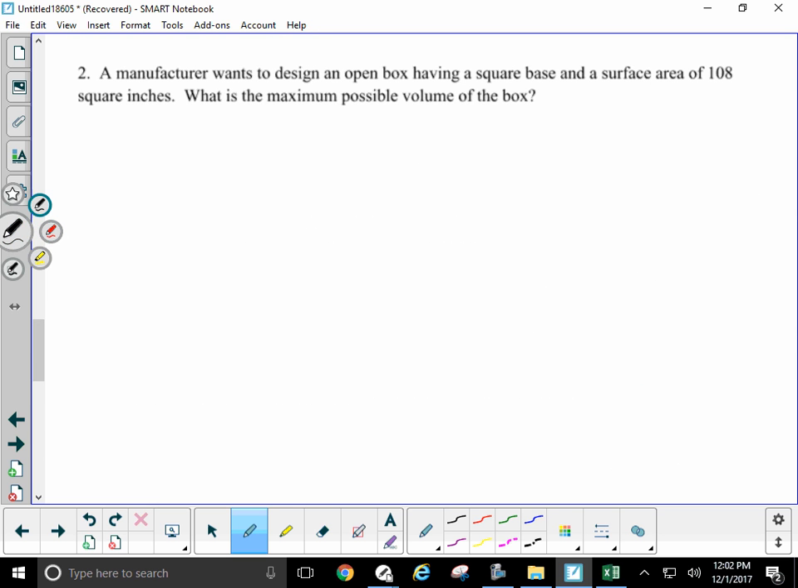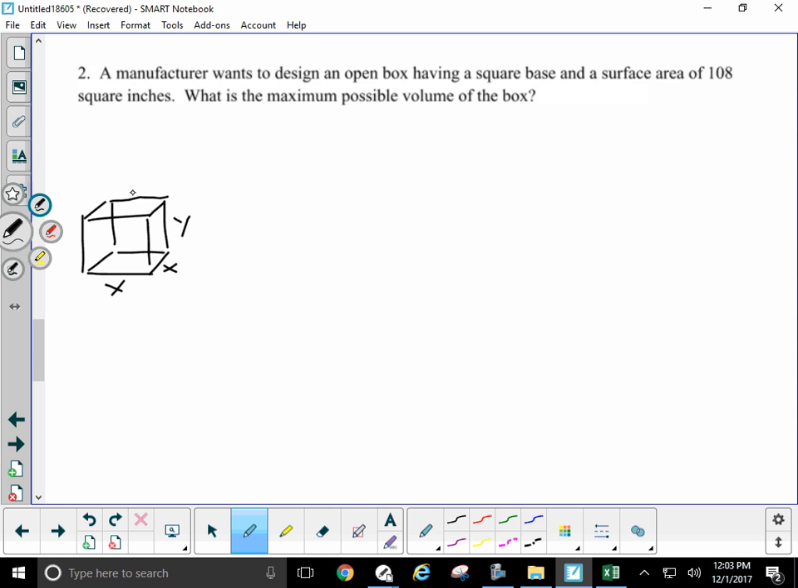I'm going to do the last problem while you guys are packing up for the video. A manufacturer wants to design an open box having a square base with a surface area of 108 square inches. Okay, so open box. See if I can draw my box. Square base. So we don't know if the height is the same as the base length. Surface area is 108 square inches. I want to maximize the volume.